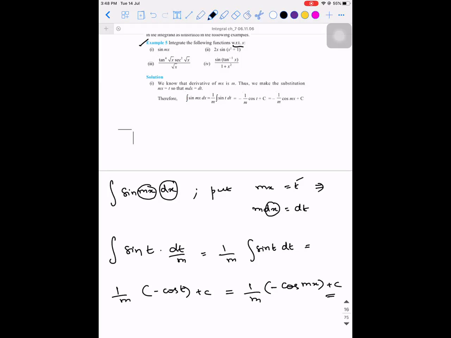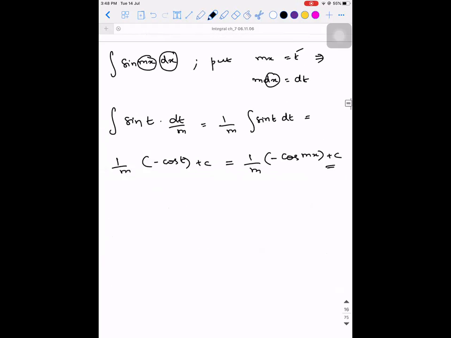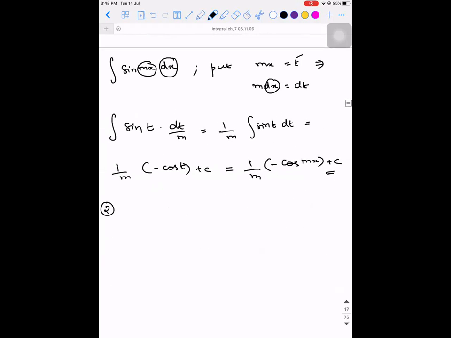Okay. So we follow all these steps. Next. So if you do the next one, the question is integral of 2x into sine of x square plus 1 dx.